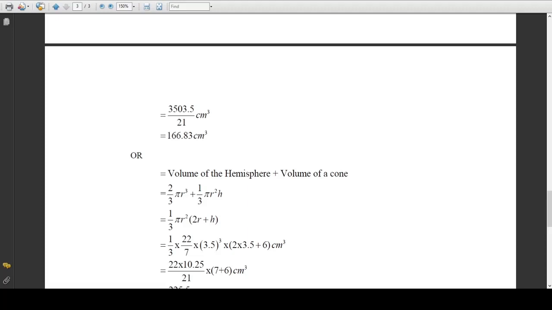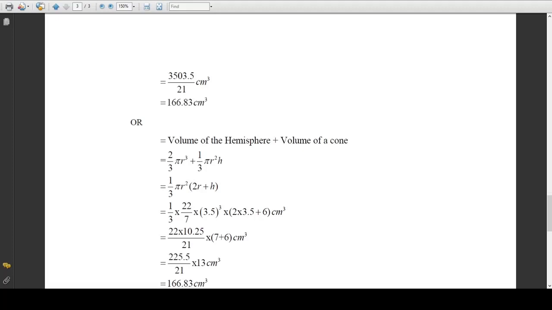What you will get: everything has been taken, only h remaining, therefore you have 2r plus h. Now pi is 22 by 7, r is 3.5, square, not cubed here, square, then 2r means 2 multiplied by 3.5 plus 6. The volume should be in cubic centimeter.